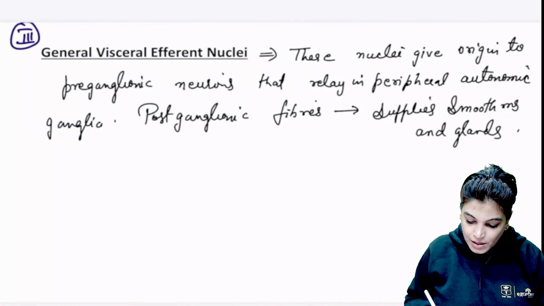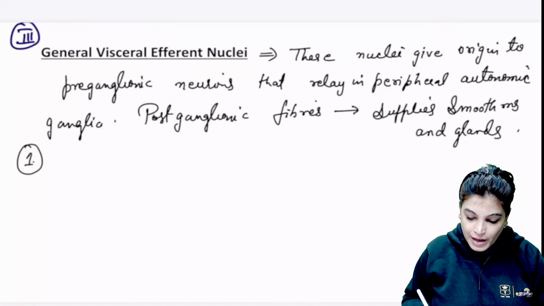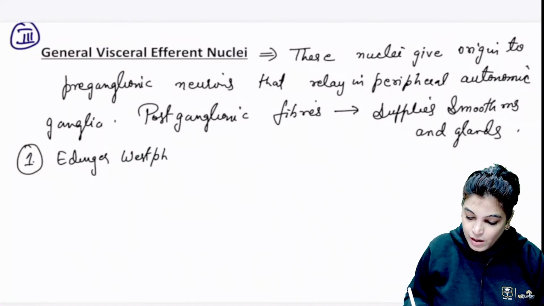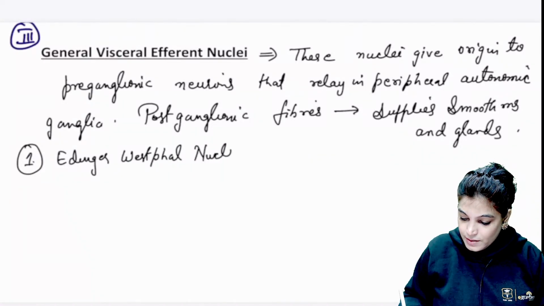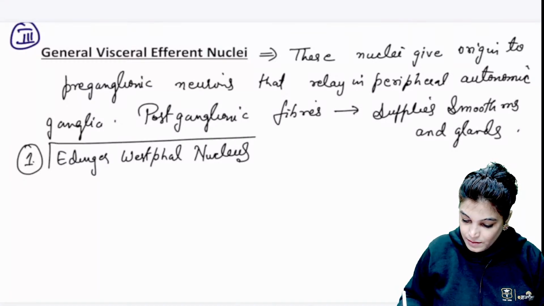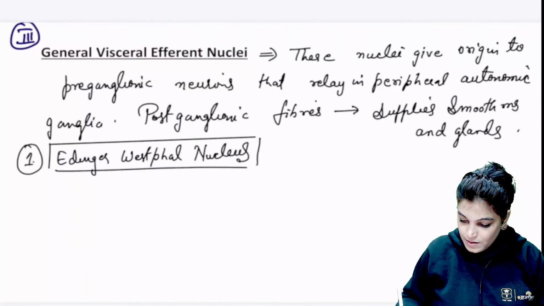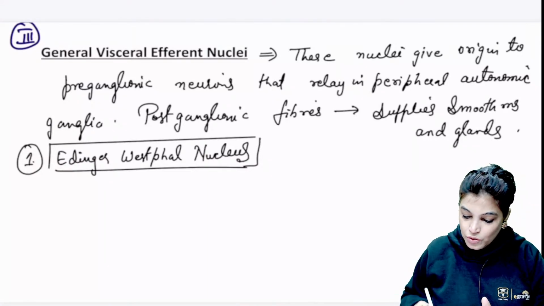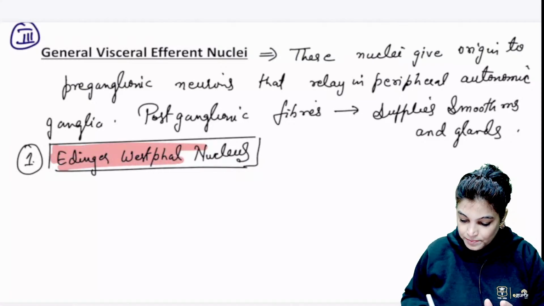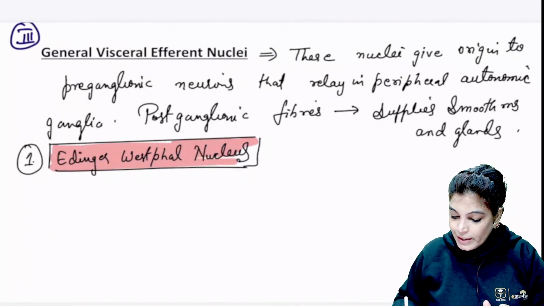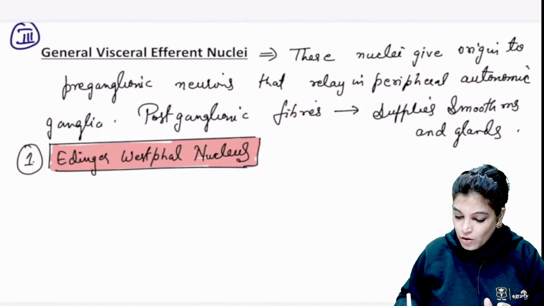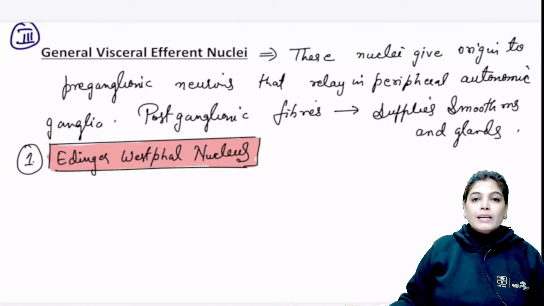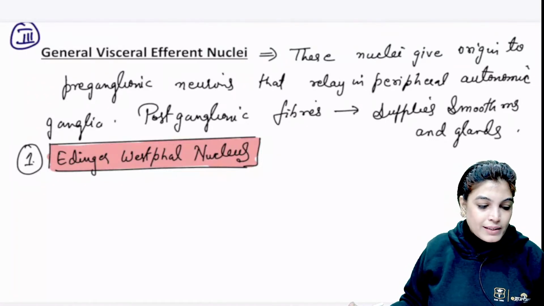So let's talk about this, starting with the first cranial nerve nucleus, the Edinger-Westphal nucleus. It is important firstly to know the location and then the function. If you understand the cranial nerve nuclei functional column in detail, the cranial nerves become very easy for you to understand, and then the next part becomes easy too.